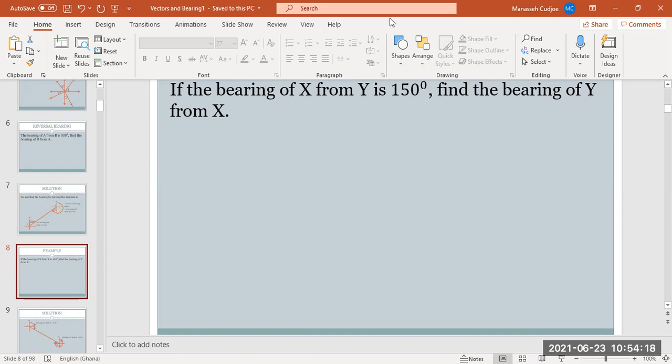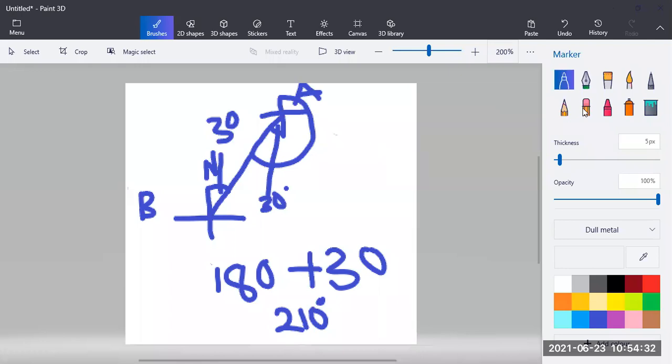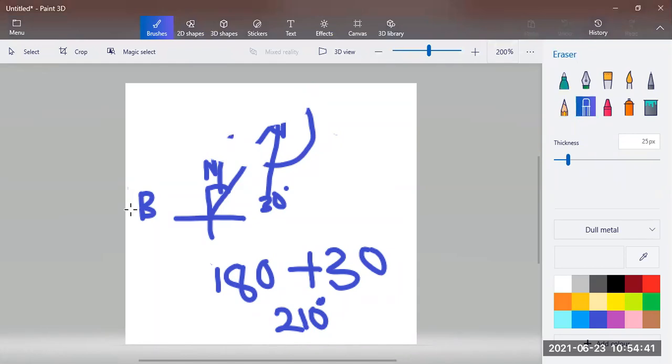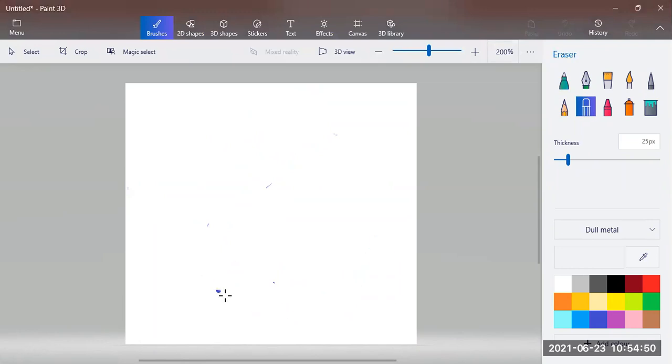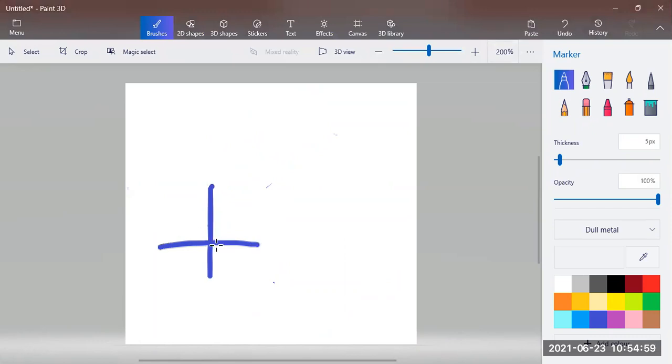All right, so let me stop sharing so that I can pull my whiteboard. And I believe by now you've done with your sketch. So let's see if your sketch will go in tandem with my sketch. So if the bearing of X from Y, so our starting point is Y. That's our starting point. So I have my cardinal point nicely. Then these starting points can be Y.